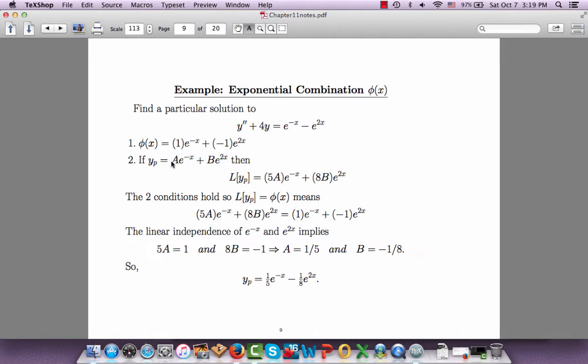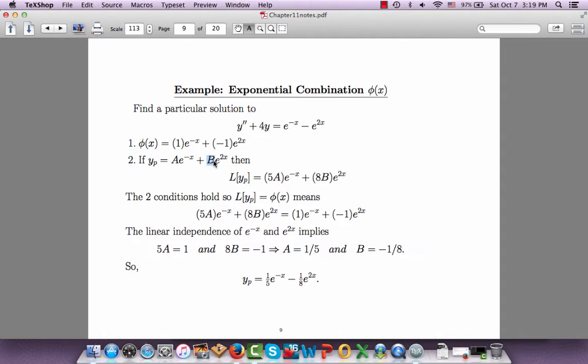Well, let's look at each term by term. This is the nice thing about linearity, and we can look at each term separately. The second derivative of this is the same thing as we see. It's a times e to the minus x. And then 4 times this is just 4a e to the minus x. So adding those two together gives us our 5a e to the minus x.